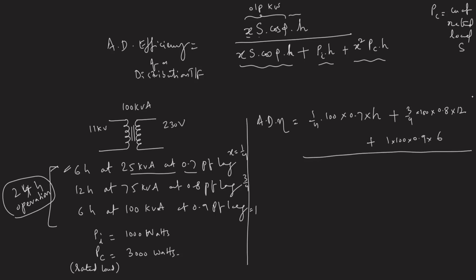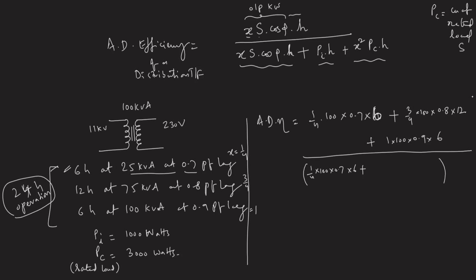Now the total input under these three conditions. Let me take the first 6-hour condition, that is the output, 1 by 4 into 100 into 0.7, into 6 hours, plus what is the iron losses?